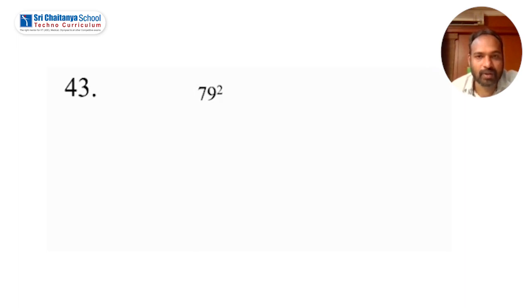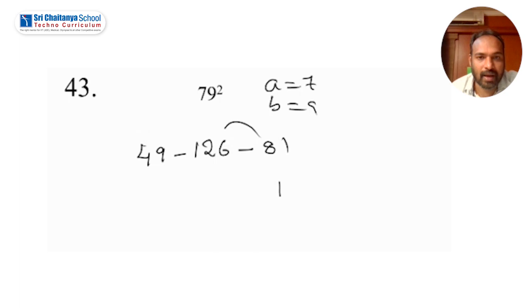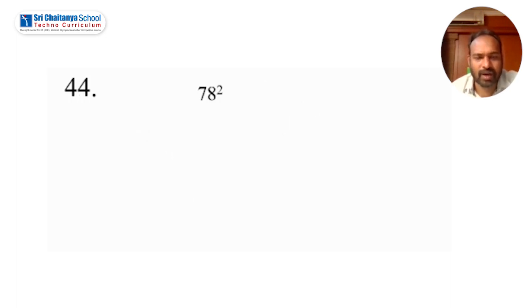In 79 square, what's the value of A? 7. What's the value of B? 9. 7 square, 49. 2AB, 2 into 7 into 9, which is 126. 9 square, 81. Drop 1, carry forward 8. So 126 plus 8, how much? 134. Drop 4, carry forward 13. So 49 plus 13, what's the value? 62. So the answer is 6241.